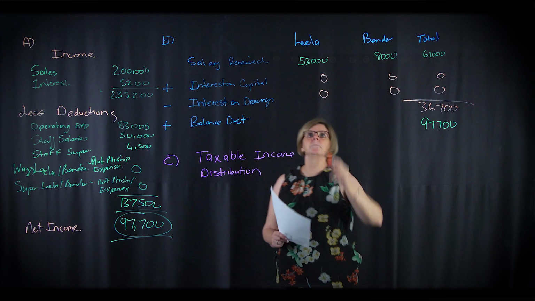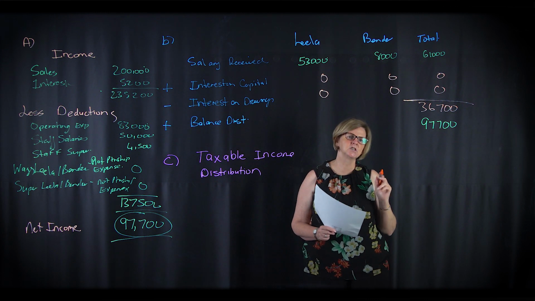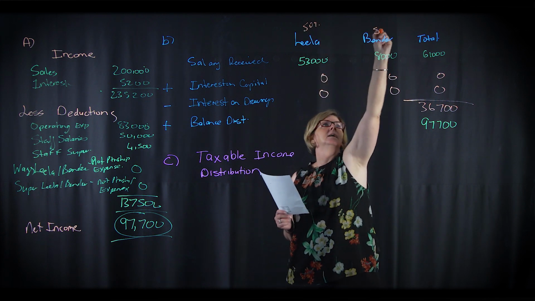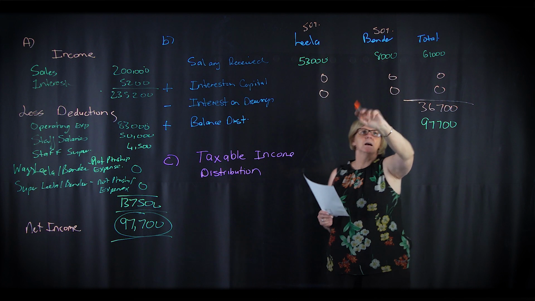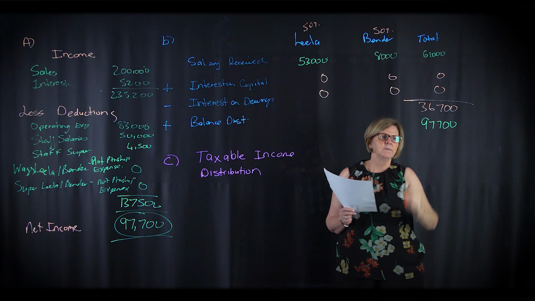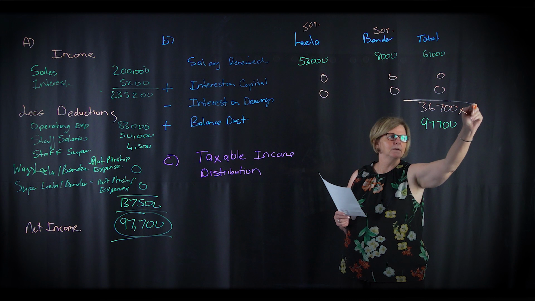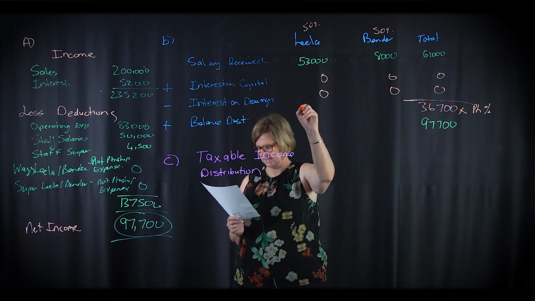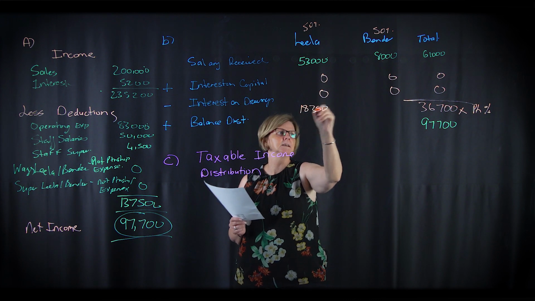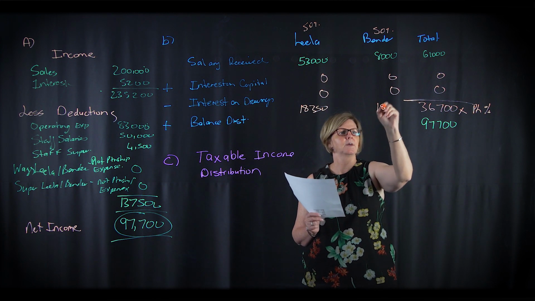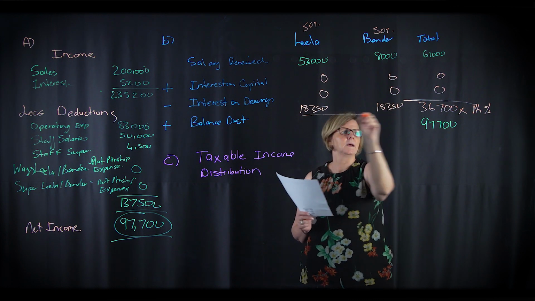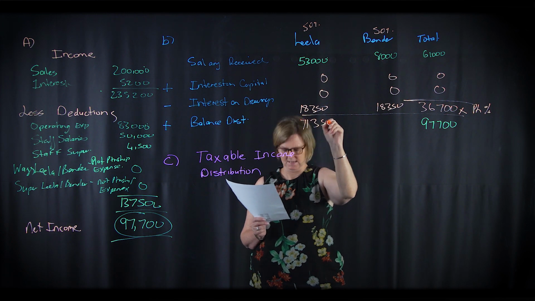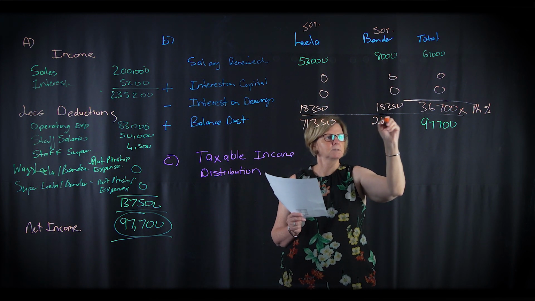You then say, in what percentage do Leela and Bender share in the income? In this question here, they share 50-50. So even though their salaries and other things might not be 50-50, this is the point where we apply the partners' percentages. So in this case here, Leela will get $18,350 and Bender gets the other $18,350. We add up at this point to say that Leela has $71,350, Bender has $26,350.